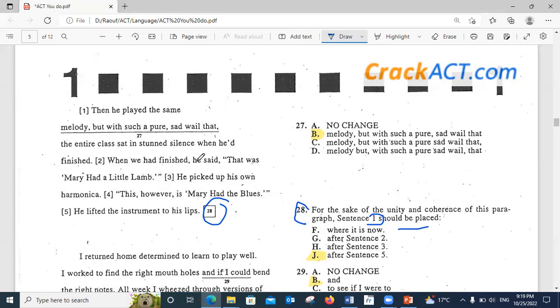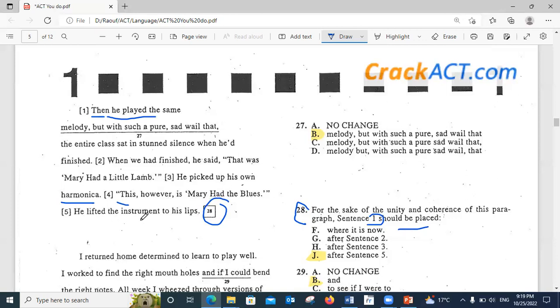Yusuf, please, a very urgent request for you. Focus on what I'm going to say, please, Joe, because you seem to have a problem with this issue. You see the words "then he played." Logically speaking, Joe, "then he played" comes after what? Does it come after when we had finished? He said that was Mary Had a Little Lamb. He picked up his own harmonica. This, however, is Mary Had the Blues.